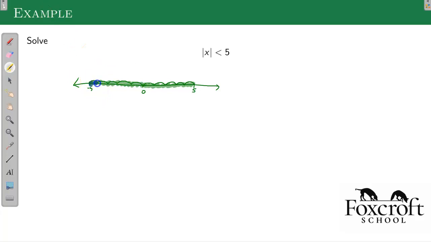And let's use a different color. It's all this stuff. And my answer is my x values need to be to the right of negative 5, so they need to be bigger than negative 5, but they need to stop at positive 5. So I can write it like this. My x values, everything in here is going to be a distance smaller than 5, so my x's can all be in this region. It's bounded on the left by negative 5, bounded on the right by positive 5.